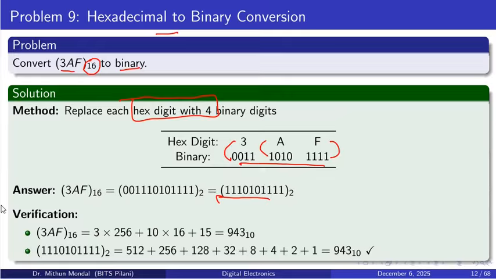So we get the hexadecimal to binary, and we do the verification converting from hexadecimal to the decimal system. We get 943, which again can be validated from binary to decimal number system. So 943 what we have in the decimal number system is basically equivalent to 3AF in the hexadecimal system.